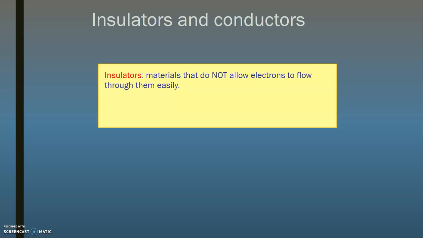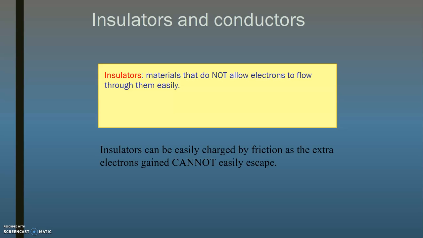Now, insulators are materials that do not allow electrons to flow through them easily. So insulators like rubber, glass, and air can easily be charged by friction because the electrons can't easily escape. They can't just transmit right through the material. Unlike conductors, which allow the electrons to travel anywhere they want and leave the material, if you have a rubber balloon, the charge stays on the surface of the balloon. It will not transfer all the way to your hand and back down your arm.